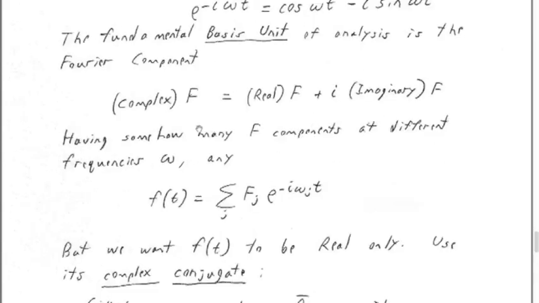Okay, so what Fourier analysis is going to pick apart for us is this basis unit that I call the Fourier component. And that Fourier component is at one frequency, and it's a scalar, but it's a complex scalar, right? So the complex Fourier component has a real part and an imaginary part.